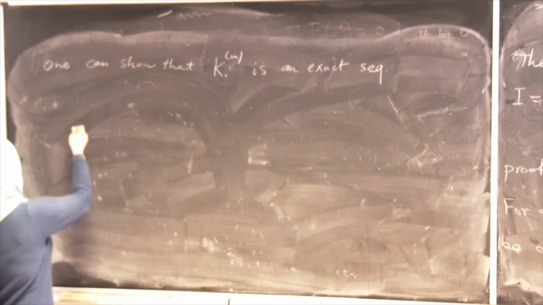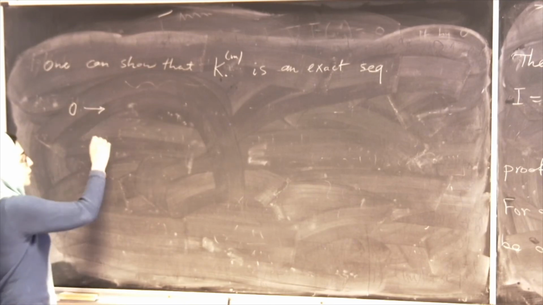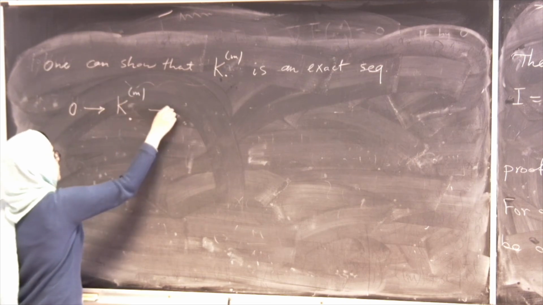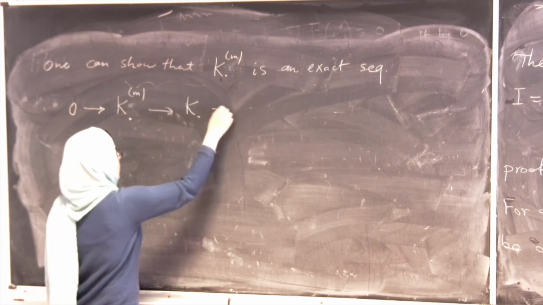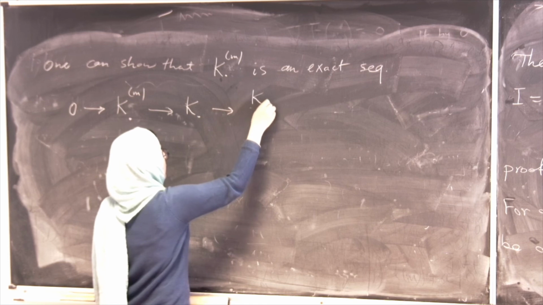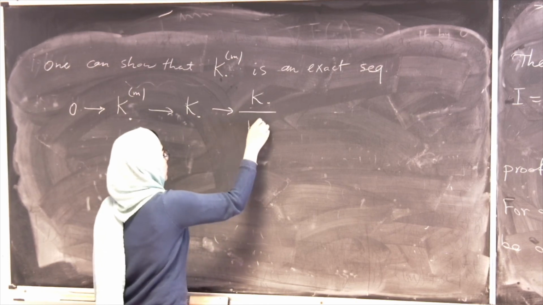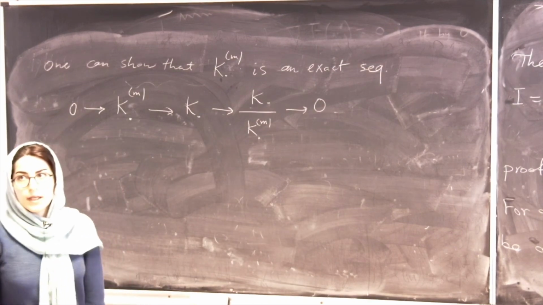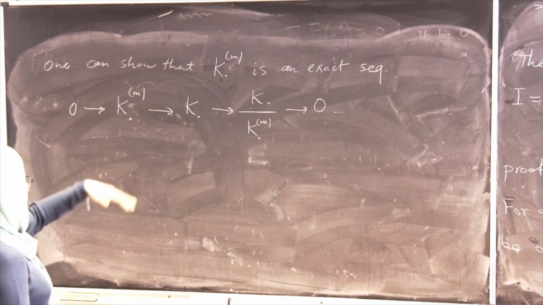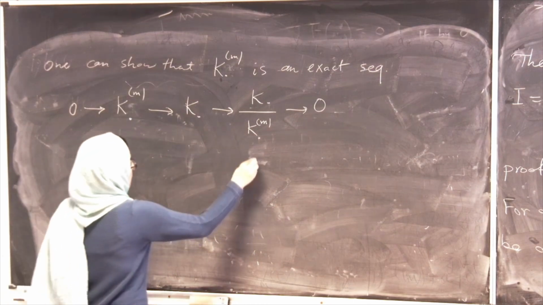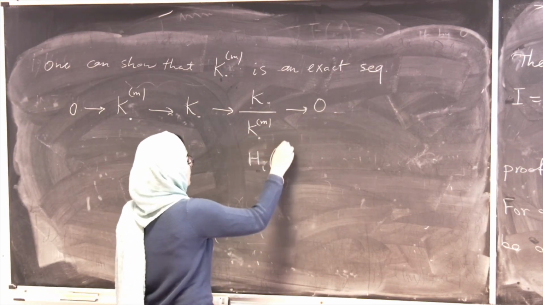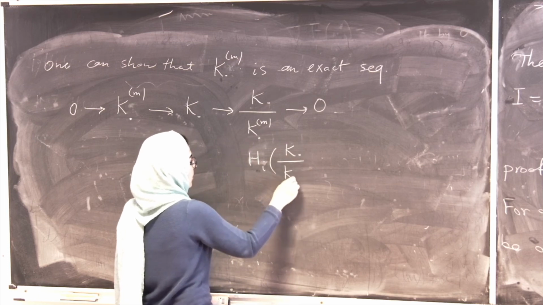Then I have the short exact sequence of complexes like this. So I have a long exact sequence of homologies. So in particular, in the i-th step.